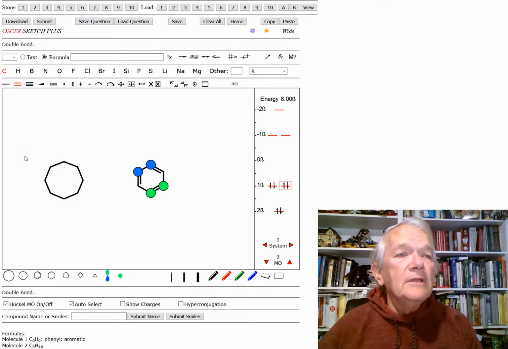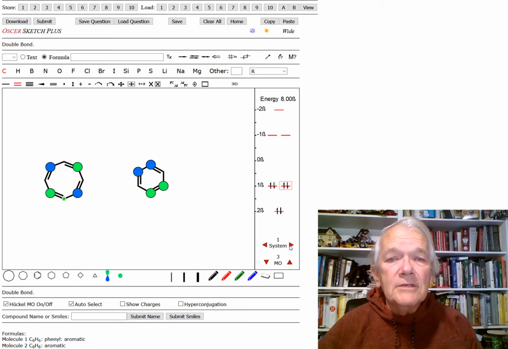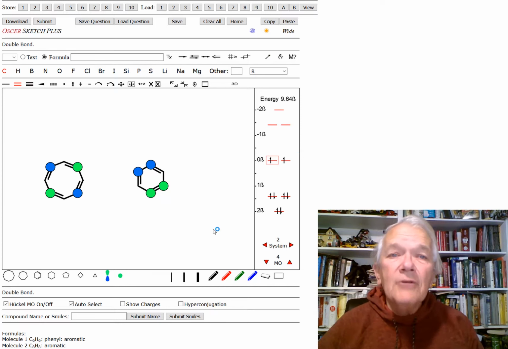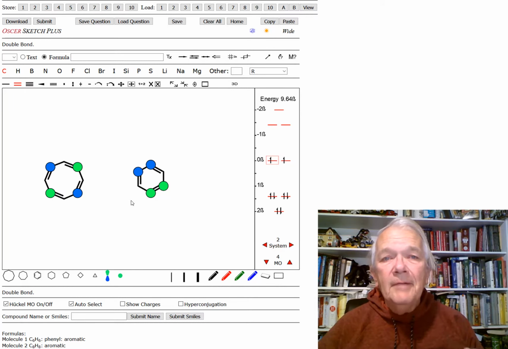So now let me put in some double bonds. I'm just going to put them in every other position. Okay. And so we'll go to system 2 now, because that's that one. And again, you see we have degeneracy, but our number of electrons is wrong.